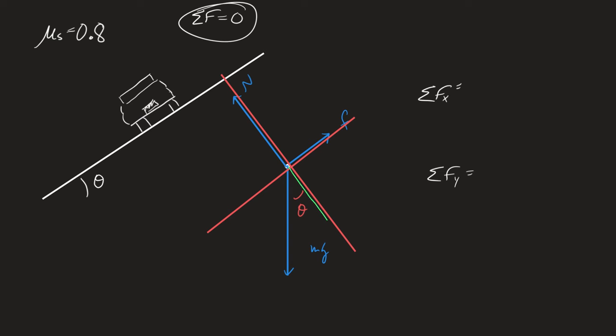Now let's see. Break that up into its 2 components, because that is the next step, right? Take any off-axis forces and break them up into their components. Those seem like the appropriate components. And this is mg sine theta. And this is mg cosine theta.